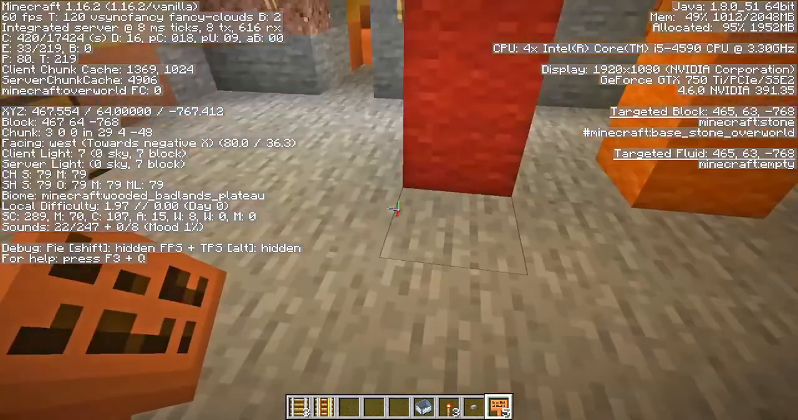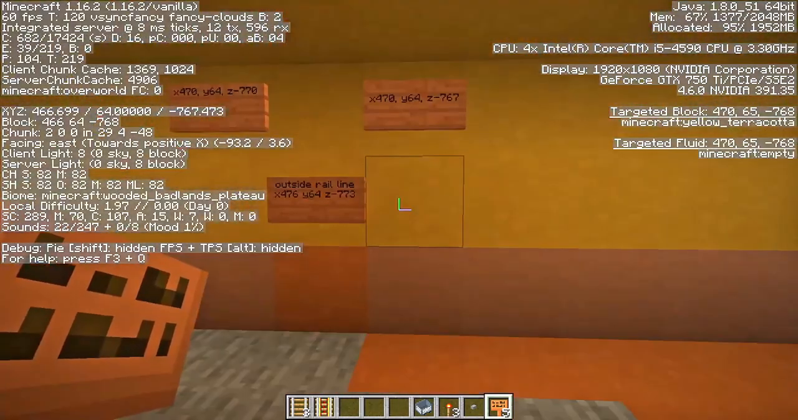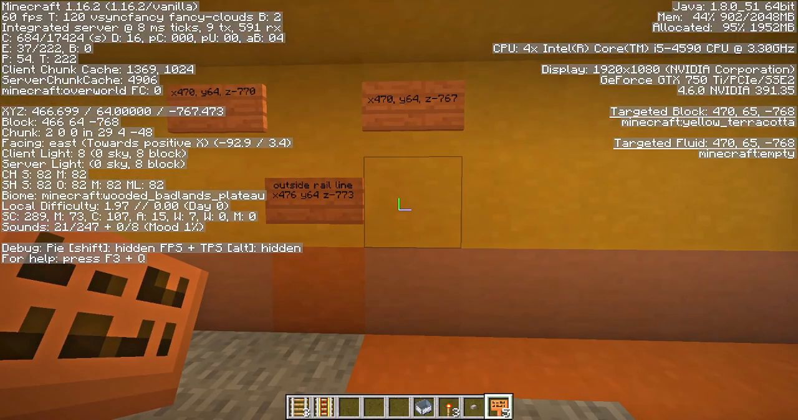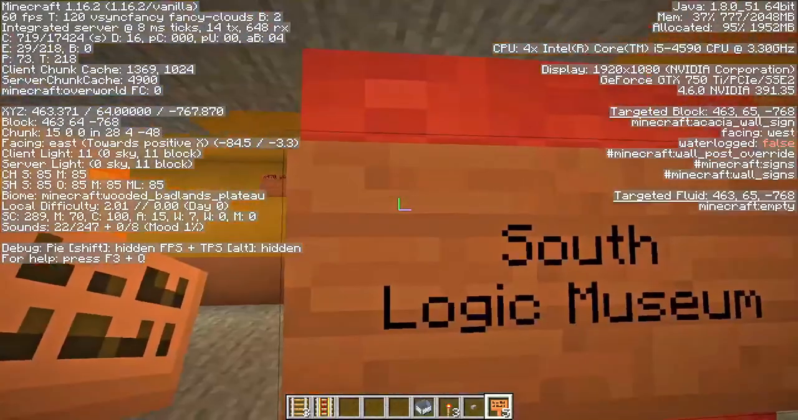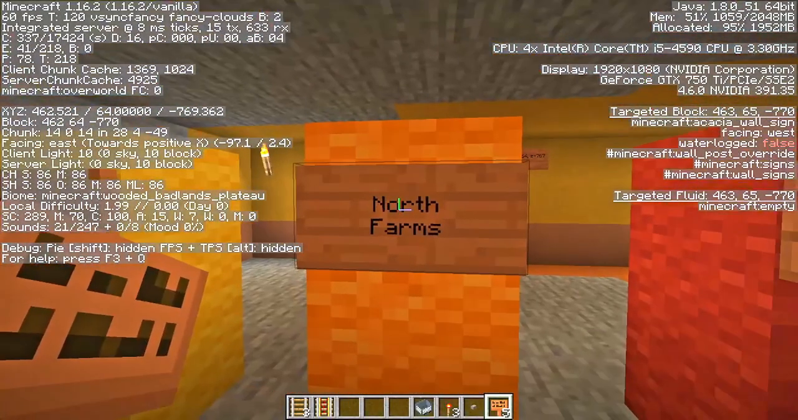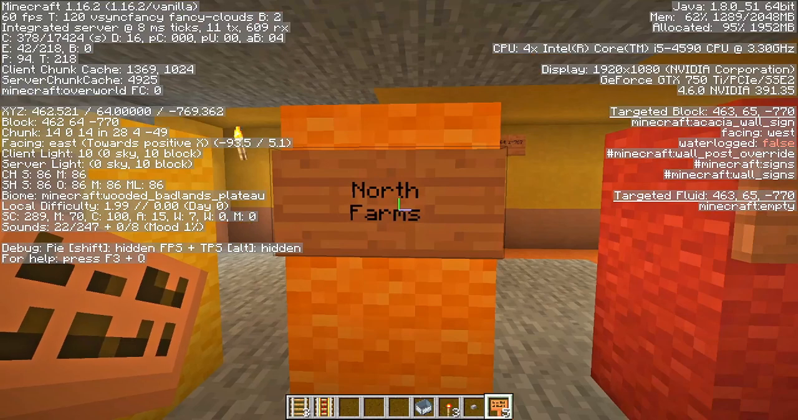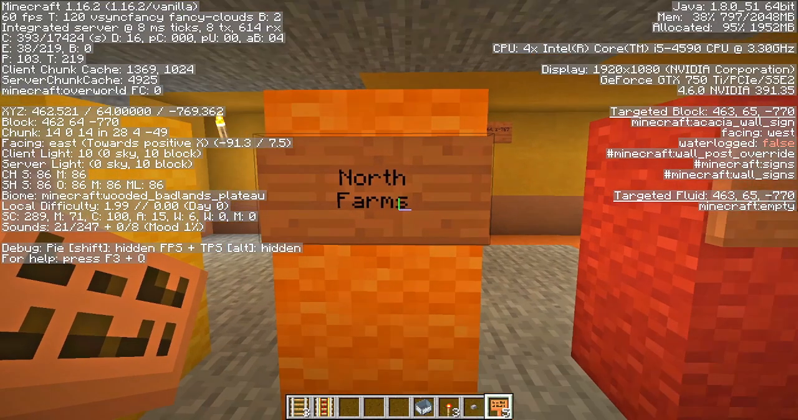So for this line, I'm probably just going to go straight through the wall, no detours at all. This is the line that goes to the museum, the Logic Museum. This one, I actually want it to intersect with the existing rail line that goes to the farms.